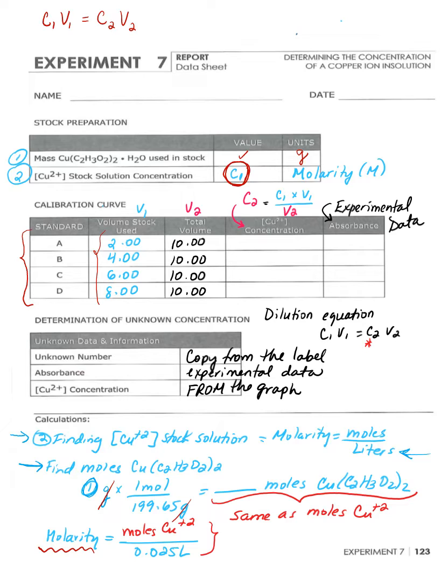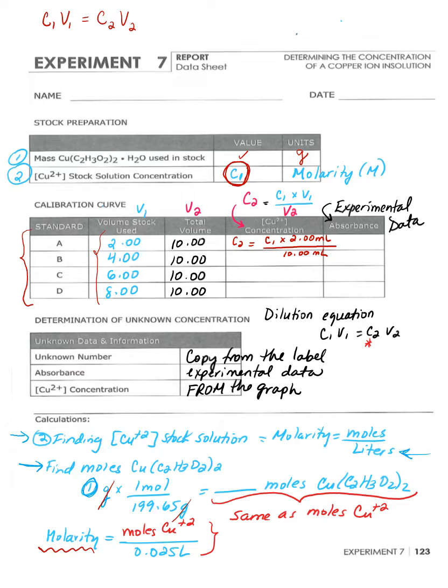So I'm going to do my C2 here for the first one. Your C1 times V1, which is 2 milliliters, all of that divided by your V2, which is 10 milliliters. And when you do your multiplication and then divide by 10, that will give you the concentration that you need for that one. Then the next one, you have the same C1 times 4 divided by 10.